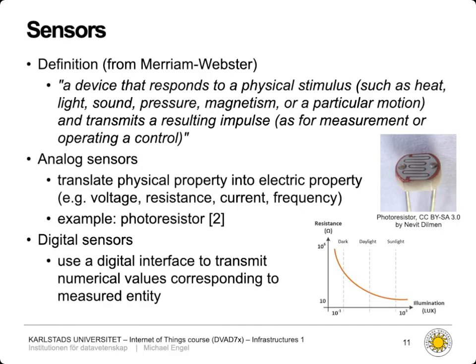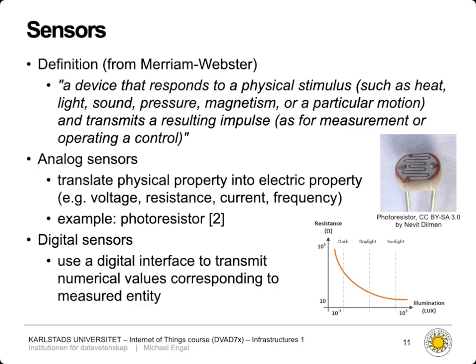So let's talk about sensors first. And for sensors, it's good to have a definition. This definition is from Merriam-Webster, and Merriam-Webster defines a sensor as a device that responds to a physical stimulus, and it gives us examples: heat, light, sound, pressure, magnetism, or some particular motion. And the sensor transmits a resulting impulse as for measurement or operating and control.